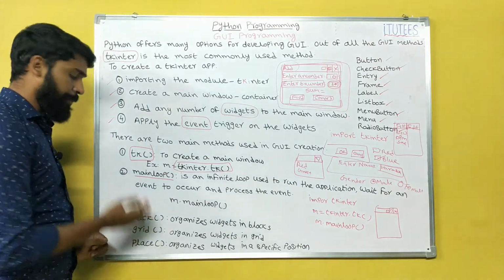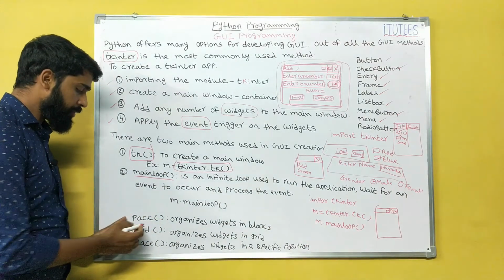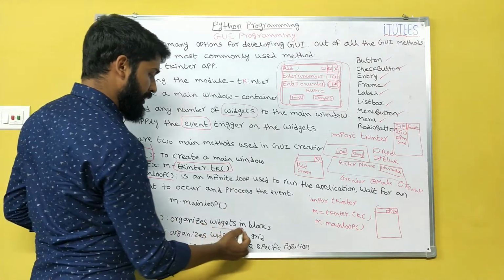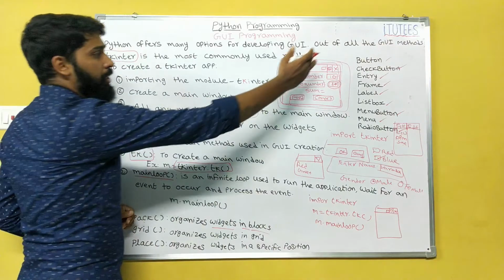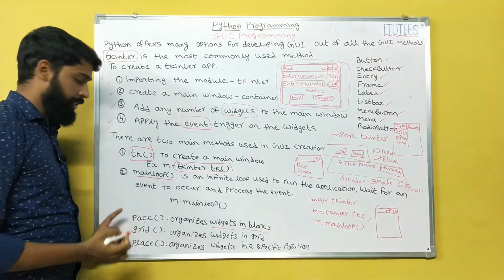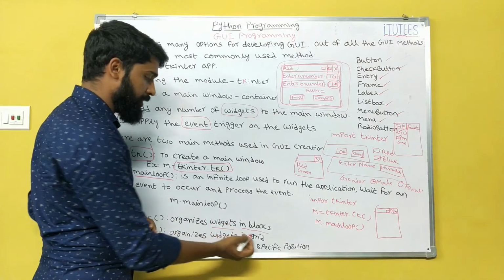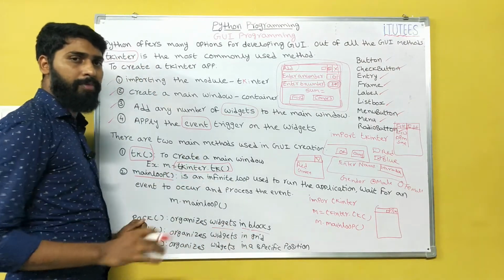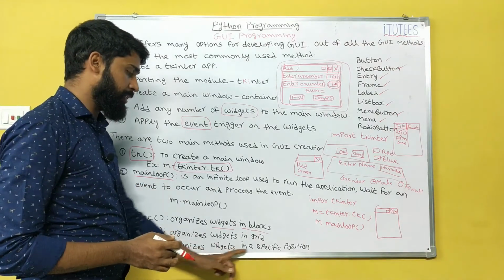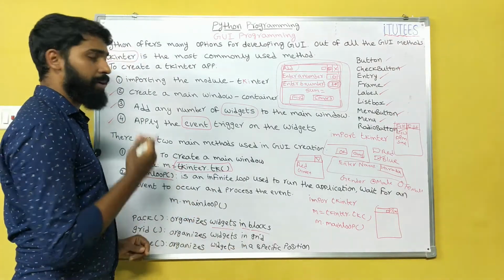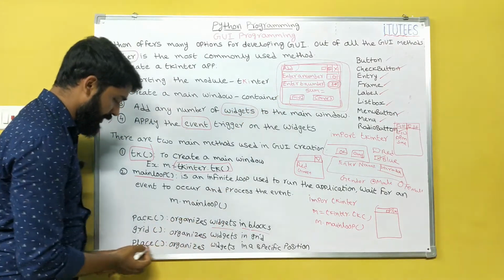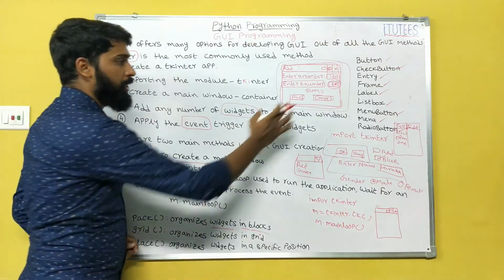Okay, there are remaining methods. One is the pack method. Pack organizes widgets in blocks. Widgets are nothing but where we are going to place these components. Similarly, grid organizes widgets in a grid, that means in a table format. The place method is used to organize the widgets in a specific position. We can provide where to place in the x-axis and y-axis. Based on that, the widgets will be placed on your window.